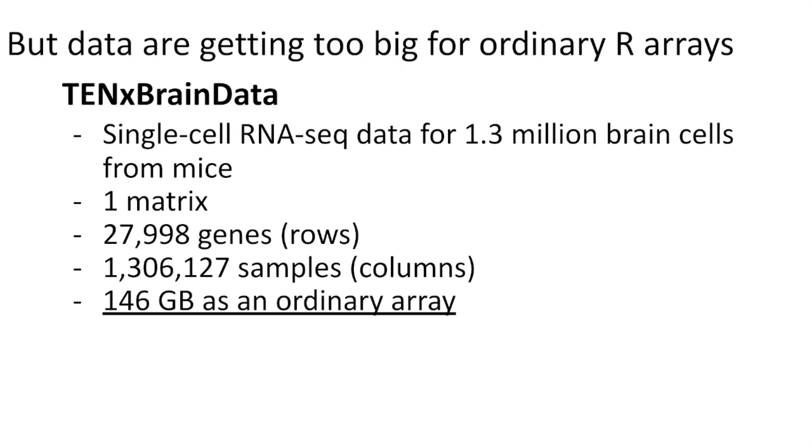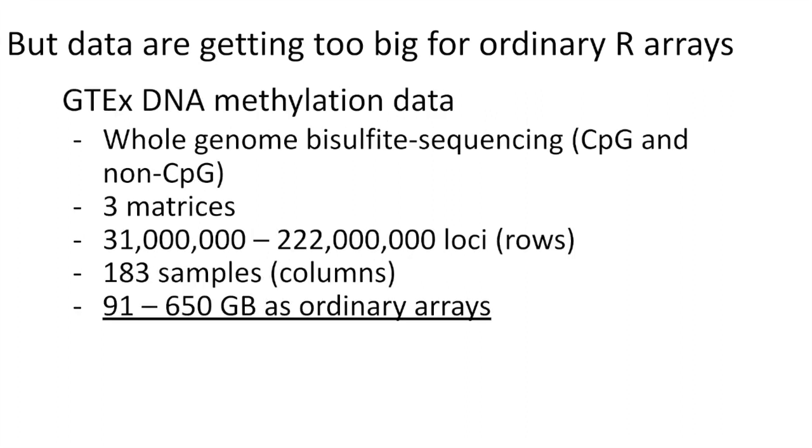But data are getting too big for ordinary R arrays. As an example, there is a single-cell dataset published by the 10x Genomics company that contains 1.3 million samples, or cells. It's one matrix with some 30,000 rows, or genes, and some 1.3 million samples. And if this was stored in R as an ordinary array, it would require more than 140 gigabytes of RAM. An example from my own work is analysing DNA methylation data from the GTEx samples, where the data would occupy more than 500 gigabytes in memory if stored as ordinary arrays.